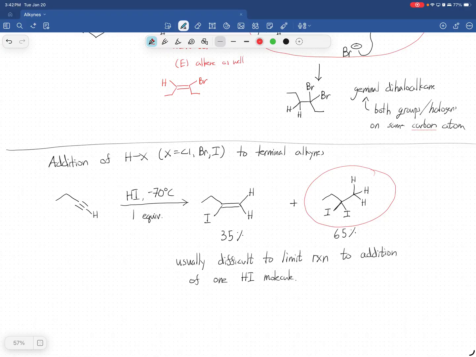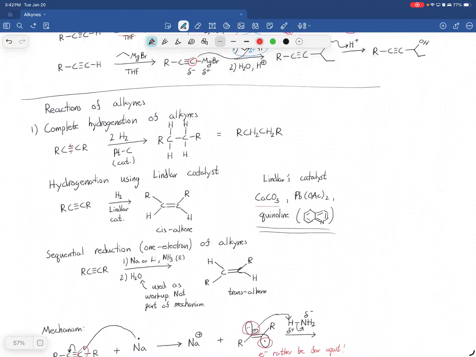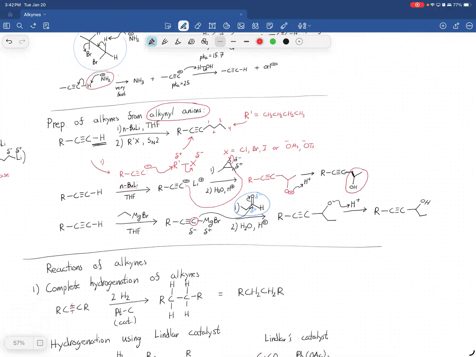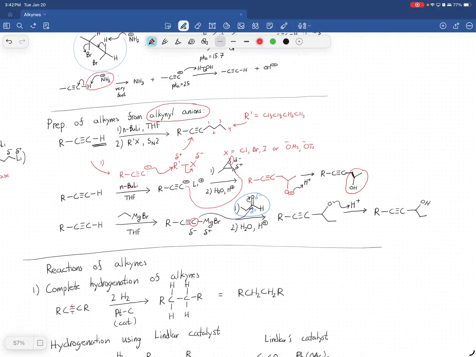All right. Okay, are there any questions about the reactions we went over so far? Electrophilic addition of HX, hydrogenation of alkynes to alkenes. And then I think that's it. The other thing we did is preparing alkynes, so using them in SN2 type reactions.